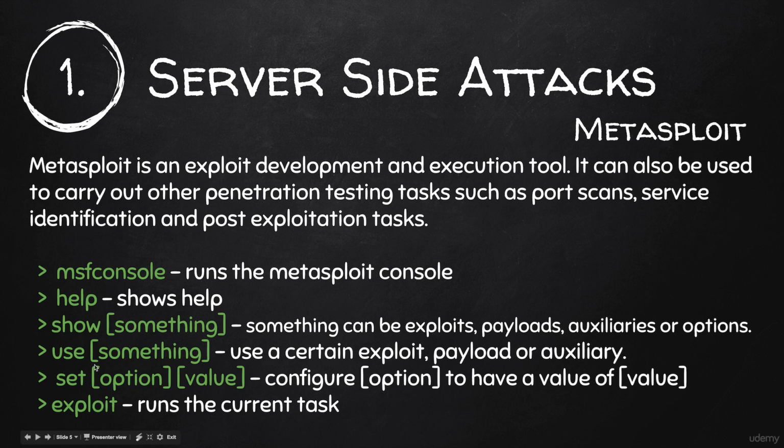You can use the use command to use something that you've shown. So for example, you showed exploits and you picked a certain exploit that you want to use. Then you use the use command and then you type in the exploit name to run it. Then you can use the set command to set specific options for the exploit. For example, if you wanted to set the IP address of your target, you set the IP and then you put the value of the IP that you want to set it to. And then at the end, once you finish configuring your exploit, you can type in exploit to execute that exploit.